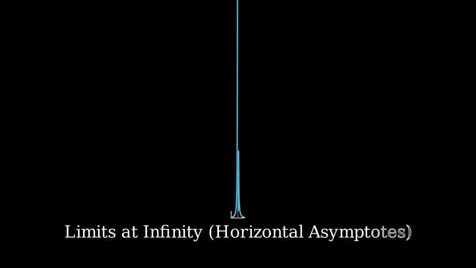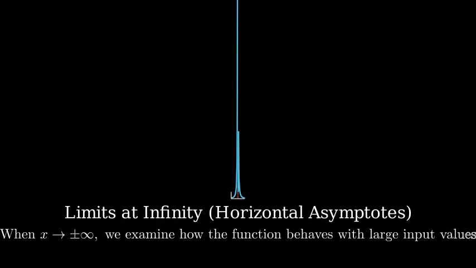Now, let's discuss limits at infinity, which occur when x approaches plus or minus infinity. When x approaches infinity, we often need to analyze the behavior of functions with large input values. For rational functions, we compare the degrees of the numerator and denominator to determine the behavior as x grows very large. Let's look at an example.